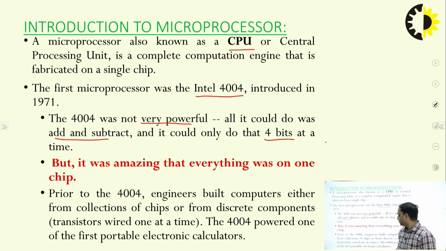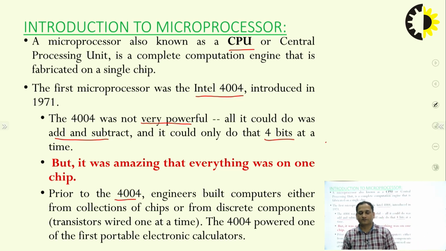Before the 4004, engineers built computers that were nothing but collections of chips. Discrete components were mounted together. But when the Intel 4004 microprocessor came into the picture, it was all on a single chip. That is why we call it the commercially available first 4-bit microprocessor, or the first generation microprocessor, the Intel 4004.